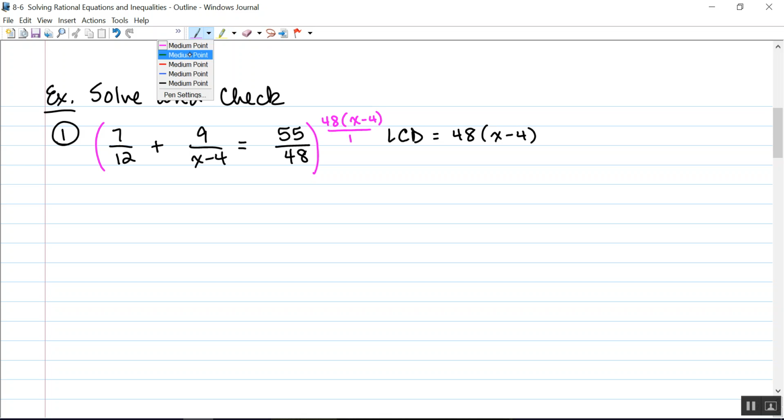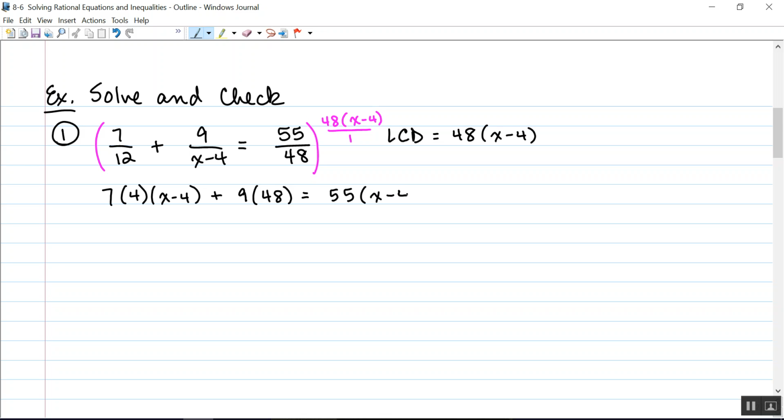And what this will do is cancel the different parts of our denominator. So I have 7 over 12 times 48 times x minus 4 over 1. The 12 and the 48 cancel, and I'll still have my 7. 12 and 48 cancel and leave me with a 4 and an x minus 4. Now when I multiply my second fraction here, the x minus 4's cancel out and I have 9 times 48. And then when I distribute to my fraction 55 over 48, my 48's cancel, and I have 55 times x minus 4. Now that's a much nicer looking equation.